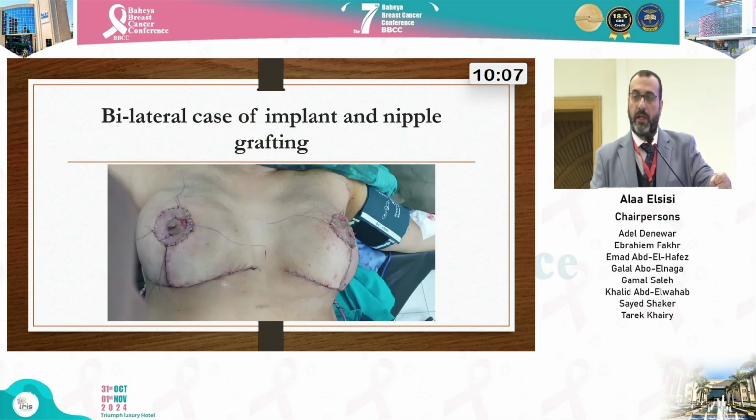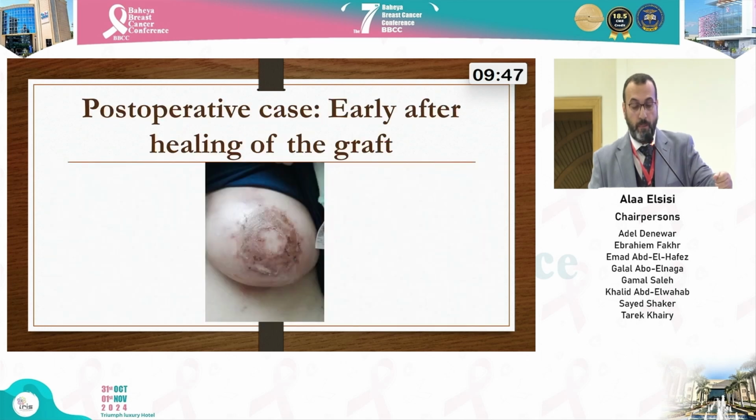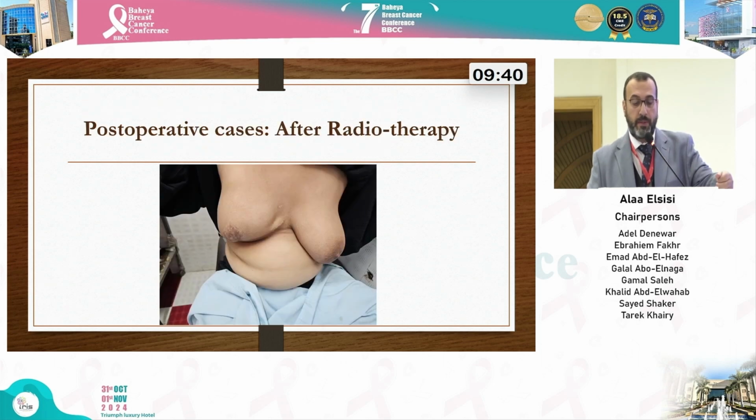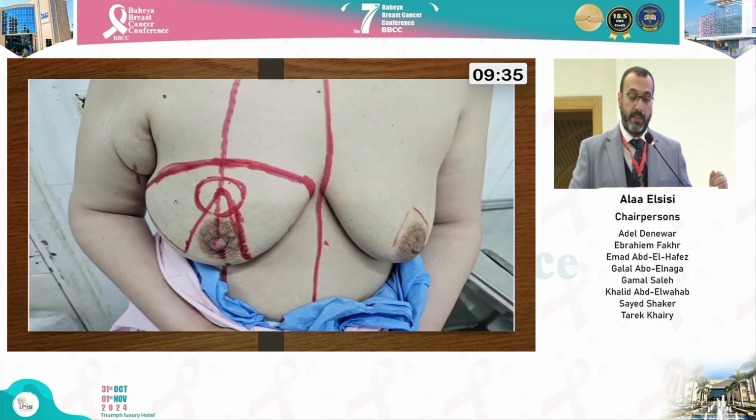Sometimes with bilateral tumors, we can do bilateral breast implants and covering by the same technique. Post-operative cases after the first dressing, right case or left case of complete covering of the implant by pectoral fascia and dermal sling, after healing of the graft and the breast size, after radiotherapy. This video, we will start the steps.